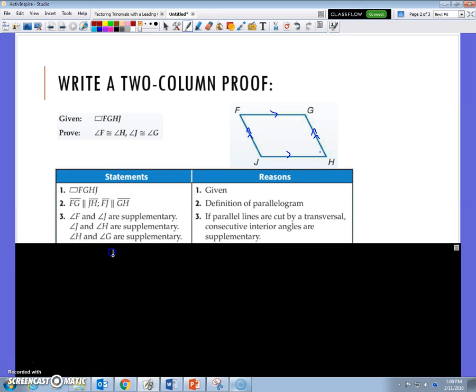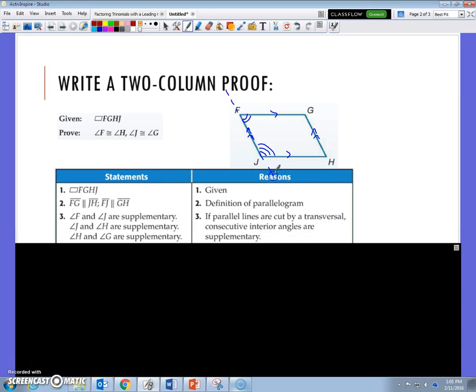Now we're going to do a three stacker, and we're going to put it all on the same number, like the third step, because it's the same proof on each one. It says angle F and angle J are supplementary, angle J and H are supplementary, angle H and G are supplementary, all these are supplementary. I could even say F and G are, but we don't need that information so much. And what it says is, when parallel lines are cut by a transversal, consecutive interior angles are supplementary.